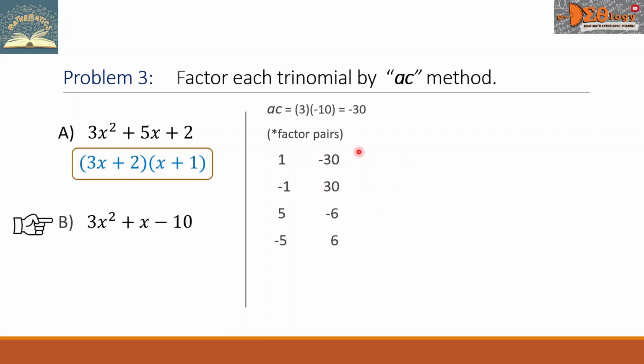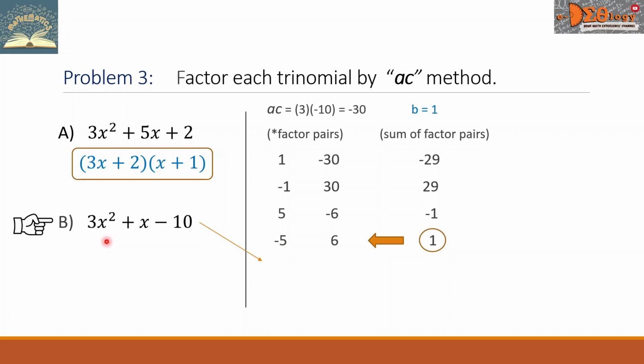Let's say 1 and negative 30, negative 1 and 30, 5 and negative 6, negative 5 and 6, and so on. Taking the sum of the factor pairs, we have negative 29, positive 29, negative 1, positive 1 respectively. Considering the value of b, the coefficient of x, and that is 1. And we look for this 1 in this column, and here it is. It corresponds to the factor pairs -5 and 6.